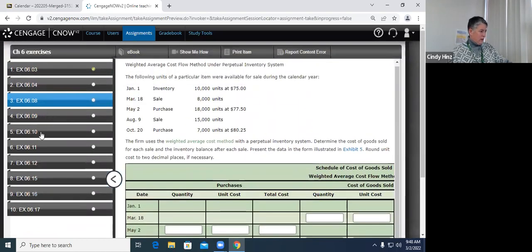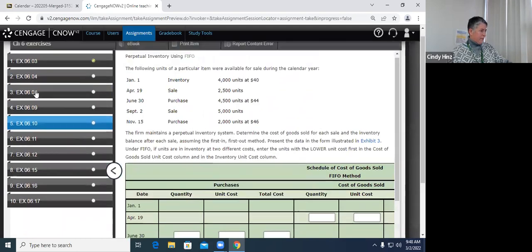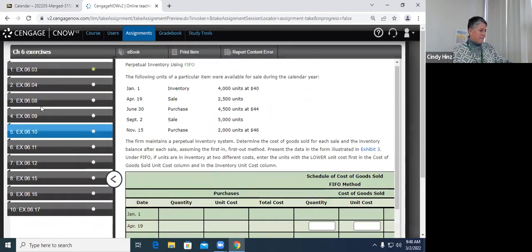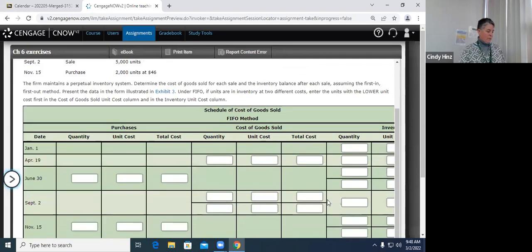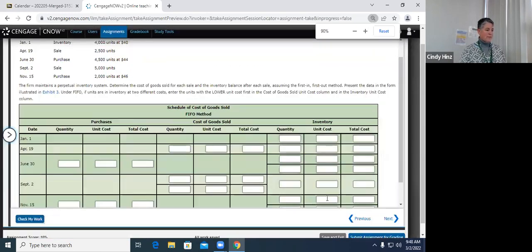Okay, so as we look ahead at these exercises, exercise 5, you'll notice the heading, perpetual inventory using FIFO. That's exactly what we just did. So exercise 5 is going to be something for you to try at home or outside of class.